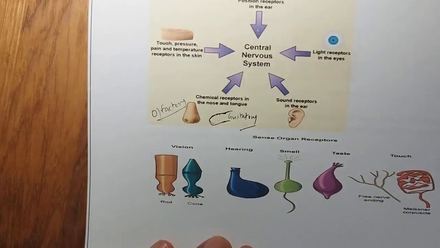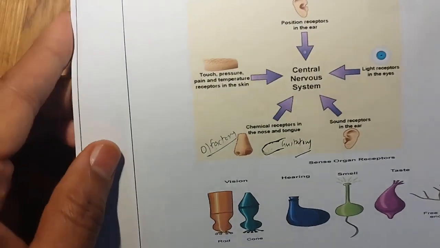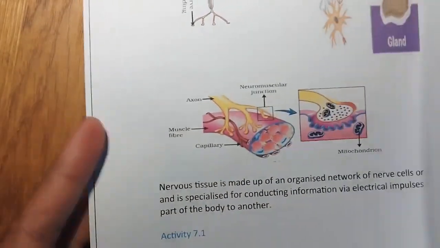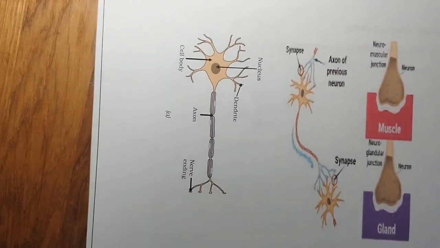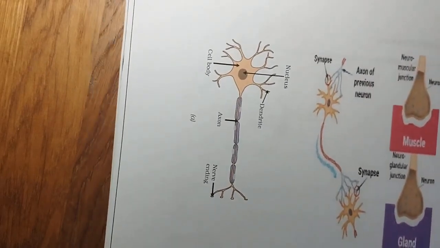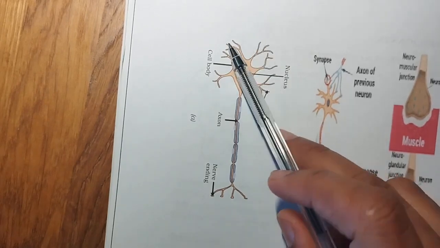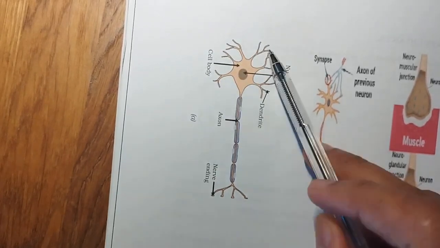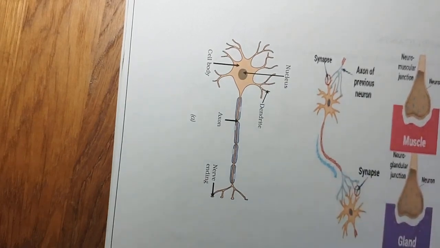You don't need to know these things in detail. So that's about sense organs and receptors. Now we'll go more into the details of these cells and their receptors that are located at the tip of their dendrites. So this is a typical nerve cell.